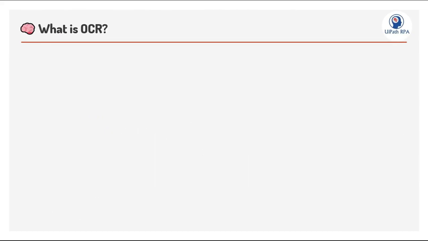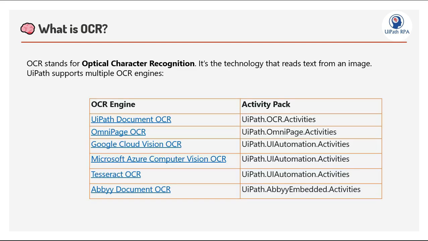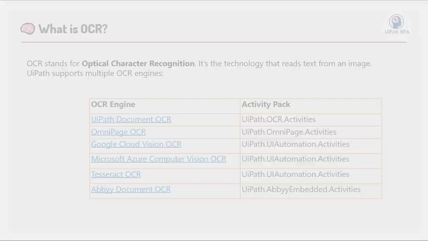Let's talk about OCR. What is OCR? OCR stands for optical character recognition. It's the technology that reads text from an image, and UiPath supports multiple OCR engines to read that, like UiPath Document OCR, OmniPage OCR, Google Cloud Vision OCR, Microsoft OCR, Microsoft Azure Computer Vision OCR, Tesseract OCR, ABBYY Document OCR, like that. And these can be used by installing these packages. In most enterprise level projects, we use UiPath Document OCR because it's optimized for document layouts.